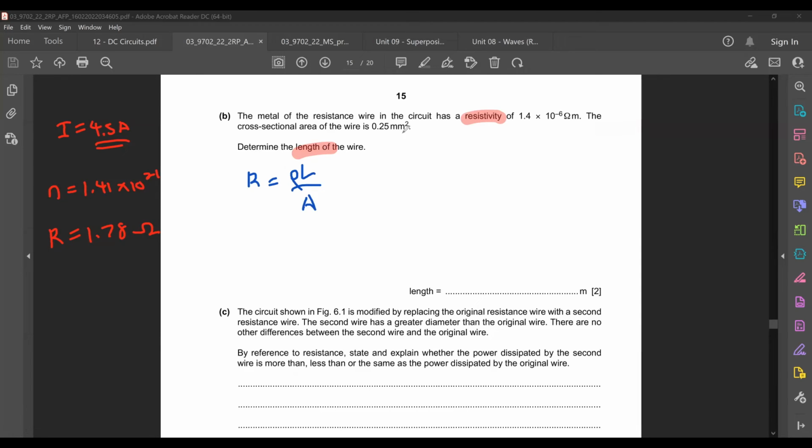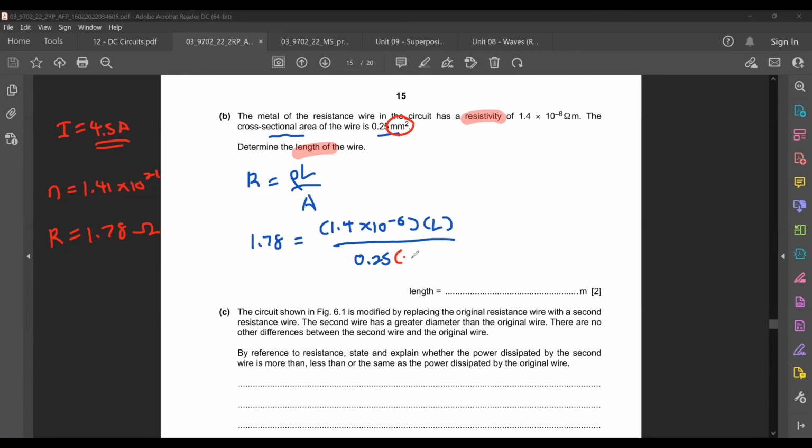Your cross-sectional area is given directly. You don't need to change it to pi over 4 d square. So you can just use it straight. So length of the wire, just sum in your values. Your resistance is 1.78. Your resistivity is 1.4 times 10 power minus 6. Length is what you want to find. Your cross-sectional area is 0.25, but in millimeter square.